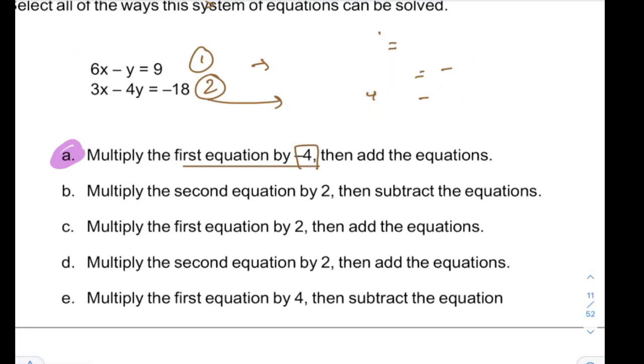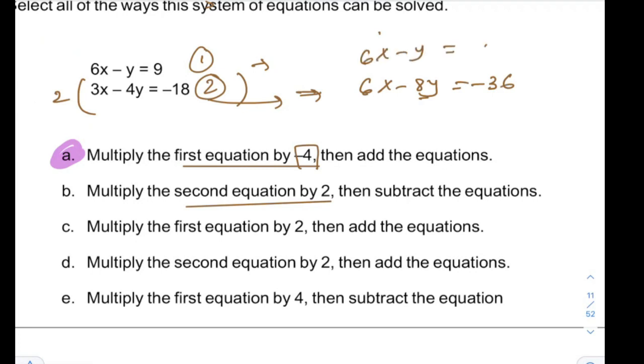Now, let's repeat the procedure for the second one. For the second approach, he said, if you multiply the second equation by 2, so this one I multiplied by 2, we end up with 6x minus 8y equals -36. Copying the first equation, what will happen? We end up with exactly the same coefficients for x, and it will not be eliminated unless we subtract. Did he mention that? Yes. Multiply by 2, then subtract. So this is a good approach as well.